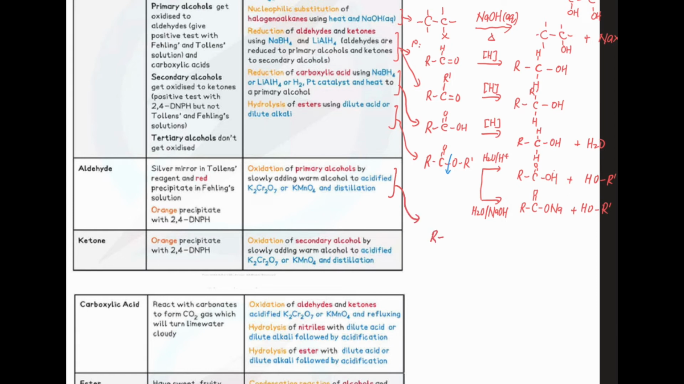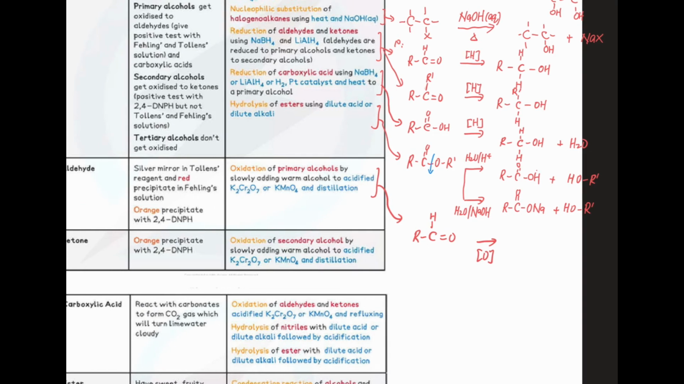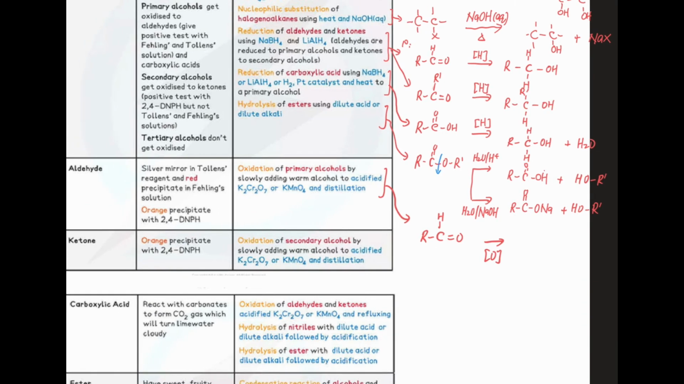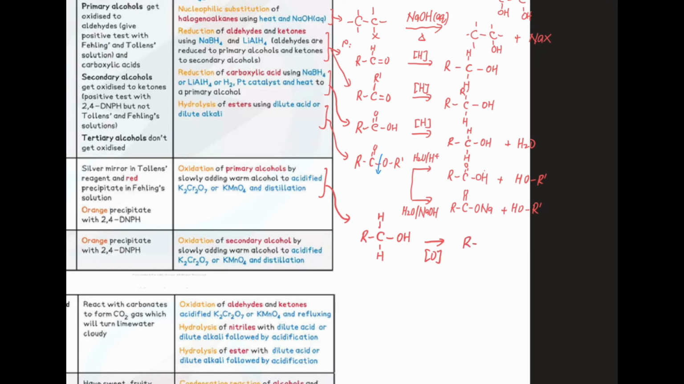So aldehyde, we oxidize it, so it will become primary alcohol, we oxidize it, and then it becomes aldehyde.